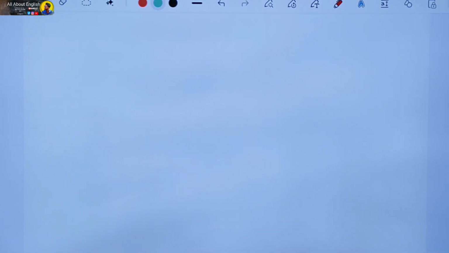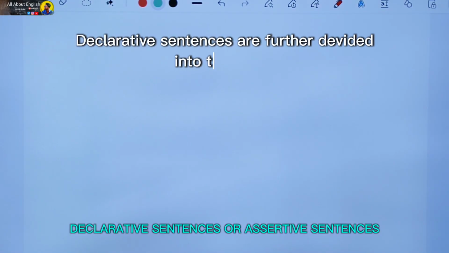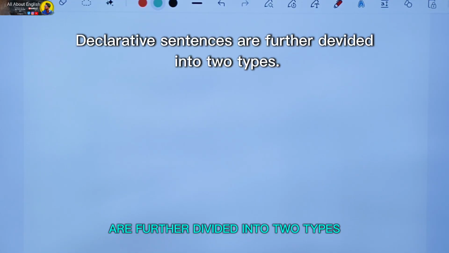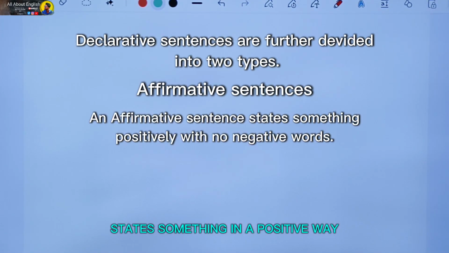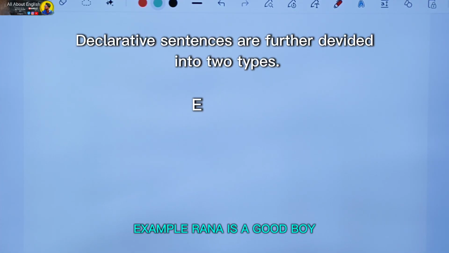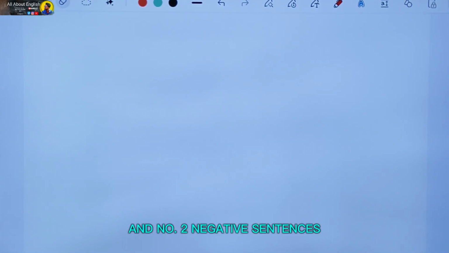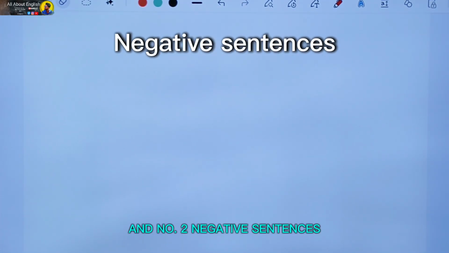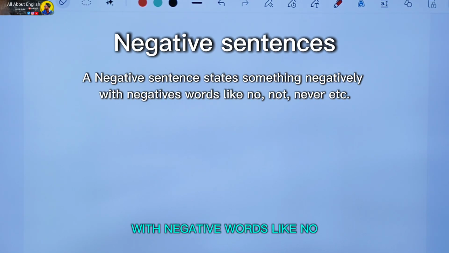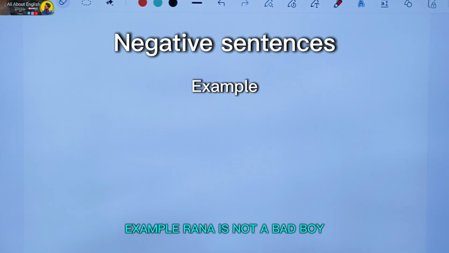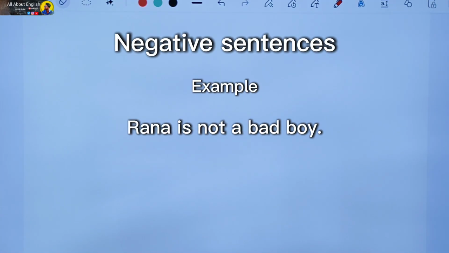Declarative sentences or assertive sentences are further divided into 2 types. Number 1, affirmative sentences. An affirmative sentence states something in a positive way without any negative words. Example: Rana is a good boy. And number 2, negative sentences. A negative sentence states something in a negative way with negative words like no, not, never, etc. Example: Rana is not a bad boy.